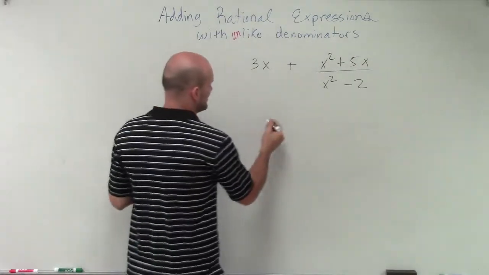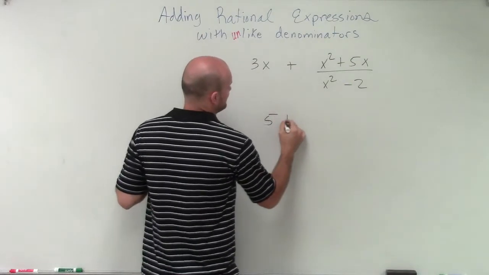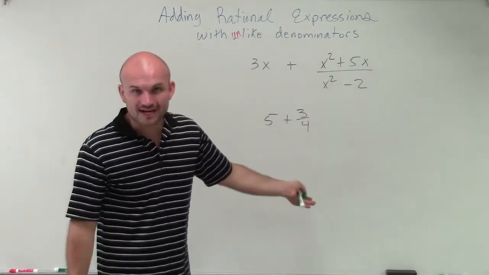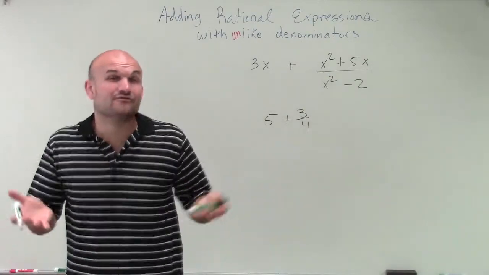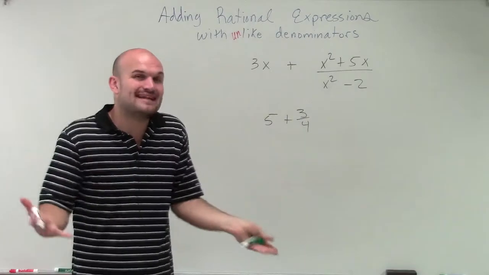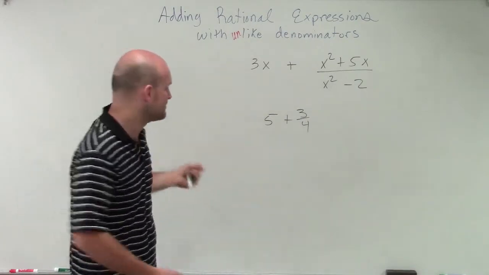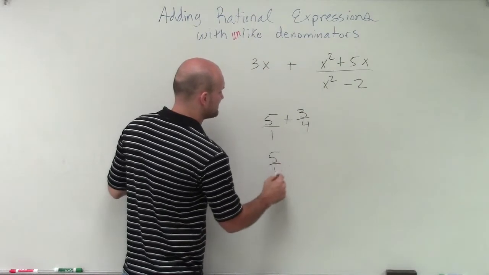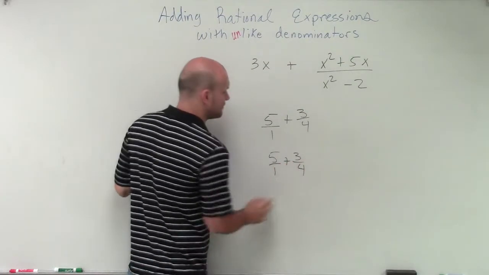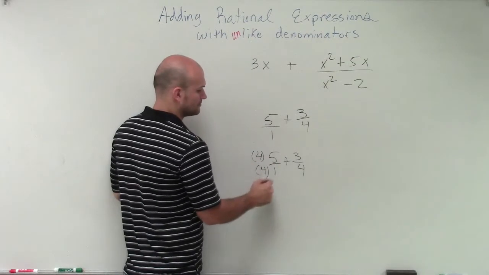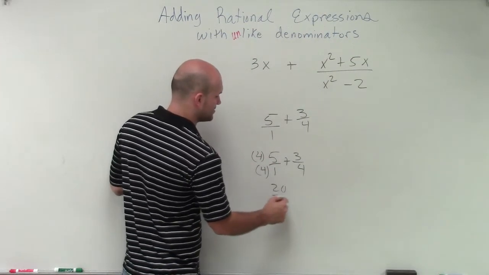Well, it takes me back to another similar problem. What if I had 5 plus 3/4? How do we add a whole number to a fraction, right? Because remember, when we're adding fractions, we know that they have to have the same denominator. But 5 doesn't have a denominator in its current format, right? So what I do is I rewrite it as a fraction. So now I have it as 5 over 1 plus 3 over 4. Now I can find the common denominator and get them to be like terms.